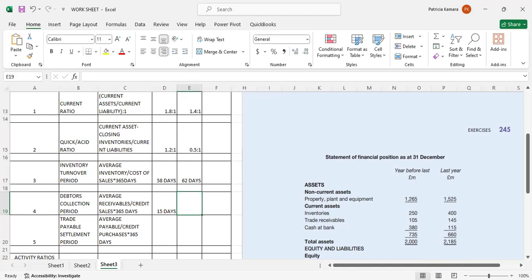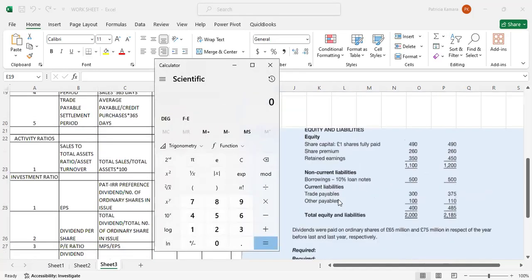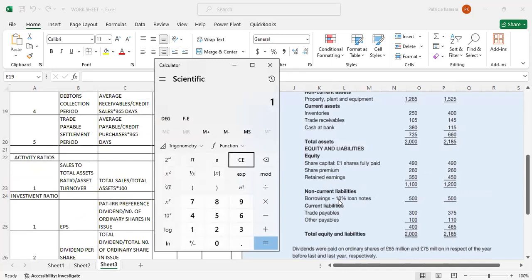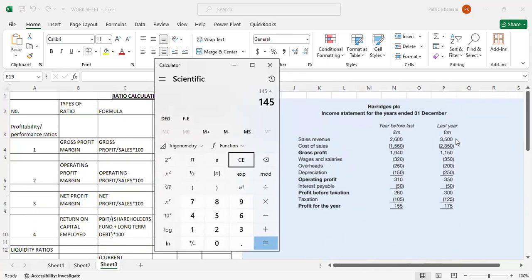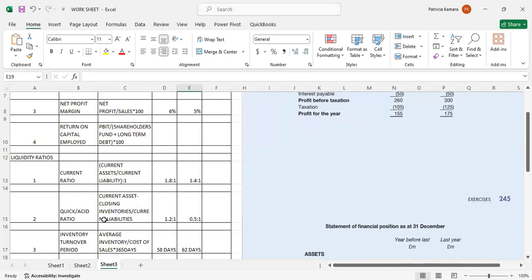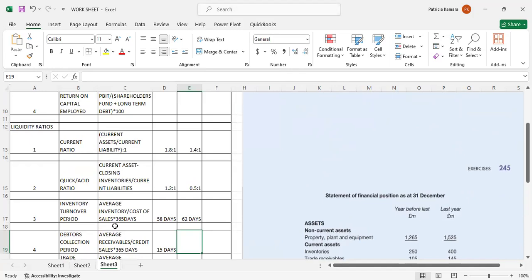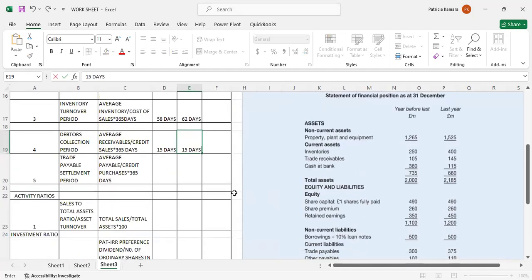So we will do that for 2023. In 2023, our trade receivable is 145 divided by the sales figure of 3,500 multiplied by 365, giving us 15 days. Remember, we rounded up the other figure, which was 14 point something, but this one gave us 15 days straight away. Still not bad. Then you can go on to calculate the change.